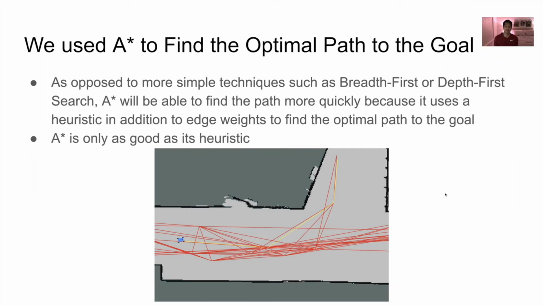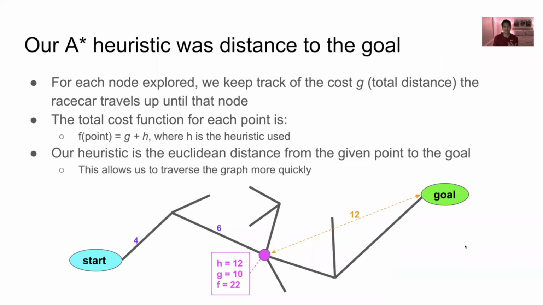So as Sam mentioned, we used A-star pathfinding to find the optimal path to the goal, as opposed to more simple techniques like breadth first search or depth first search. A-star will be able to find the path quickly because it uses a heuristic in addition to the edge weights to find that optimal path. And with A-star, everything's really as good as that heuristic. So the specific heuristic we used was the distance to the goal.